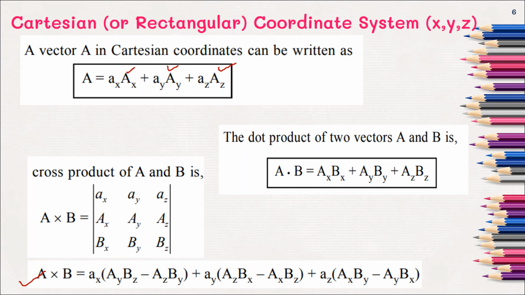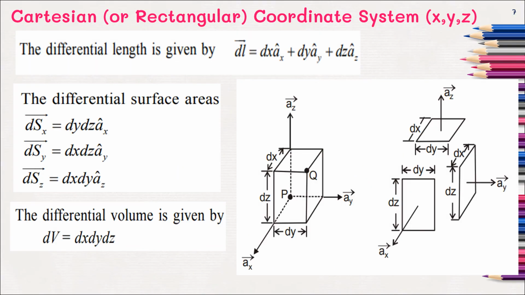Now let us analyze differential elements, the Cartesian coordinate system in terms of differential elements. When I say differential element, a small variation along the x direction is represented as dx, a small variation along the y direction is represented as dy, and a small variation along the z direction is dz. Now how will you represent differential length? Dx into ax vector plus dy into ay vector plus dz into az vector. This is going to be the differential length.